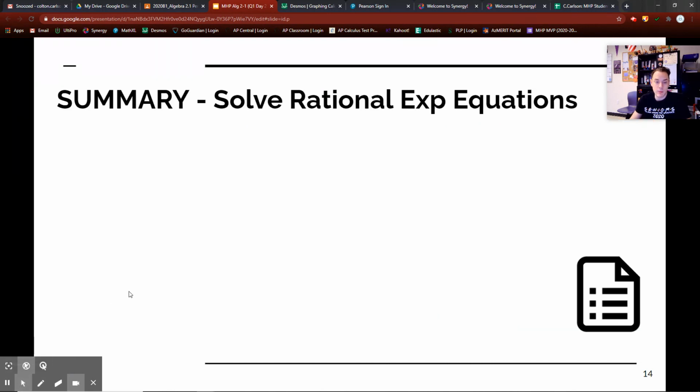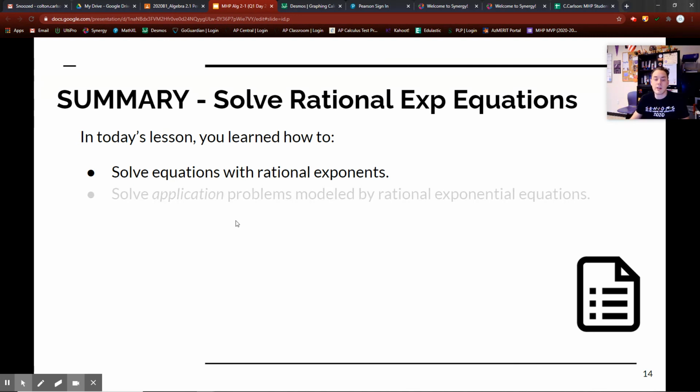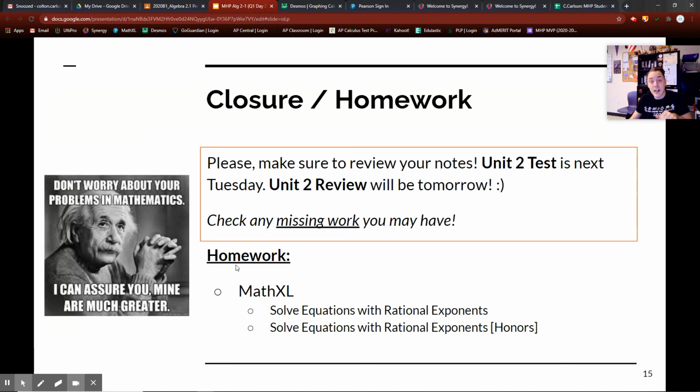I'm not going to explain it anymore. The summary is very straightforward. I learned 2 things. Number 1, I learned how to solve equations with rational exponents. And I also learned how to solve application problems. This is very basic application problems. We only went through one with rational exponential equations. Okay, this is the last lesson. This is the very last lesson of Unit 2.